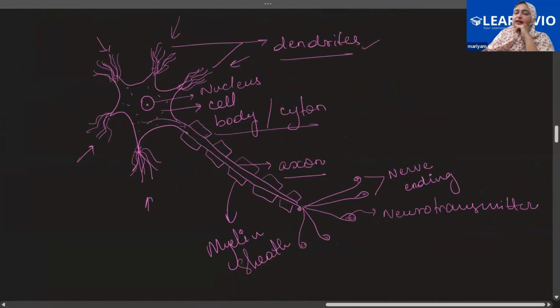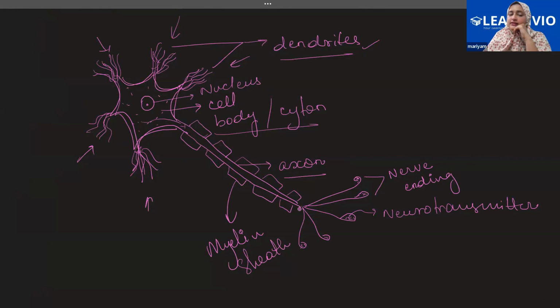See, this is the diagram for the neuron, wherein this particular structure that you see is the cell body. Now, the cell body is characterized by the presence of a prominent nucleus, meaning a proper nucleus is present in it. And apart from that, it has cytoplasm as well. Do you know the function of cytoplasm?